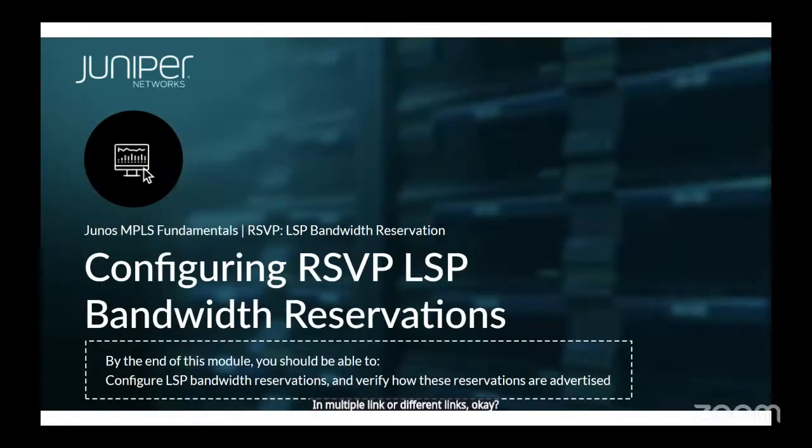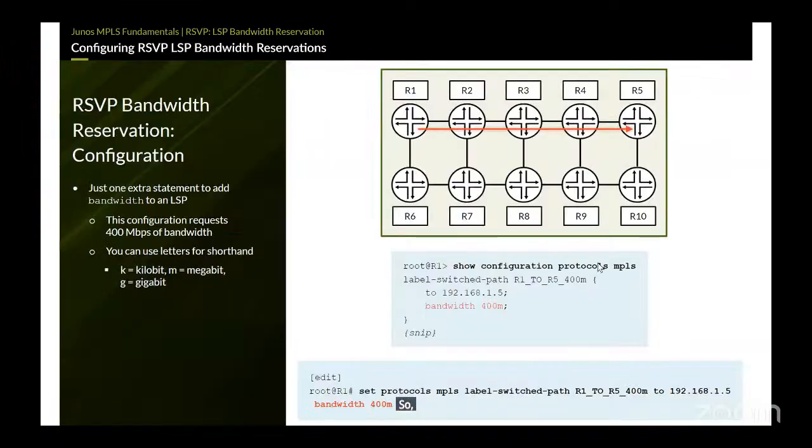Okay. So now we are moving to the configuration section. How to configure the RSVP LSP bandwidth reservation. So let's start. Our topology is the same. See here, one example, router 1 to router 5. We're just assigning a label switched path, router 1 to router 5, and the reservation bandwidth here is 400 Mbps.